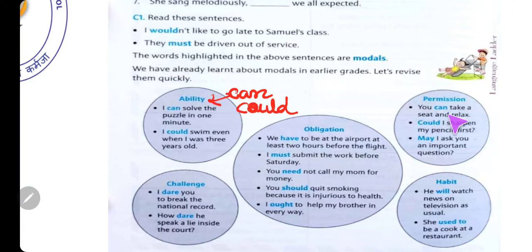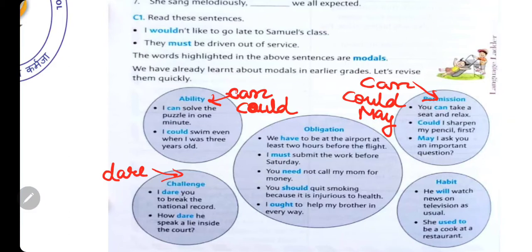Then is permission. You can take a seat and relax. Could I sharpen my pencil first? May I ask you an important question? So under this, can, CAN, could, COULD, may, MAY. These are the modals which come under permission. Then is challenge. I dare you to break the national record. How dare he speak a lie inside the court? So dare is another modal which we use and it comes under challenge.